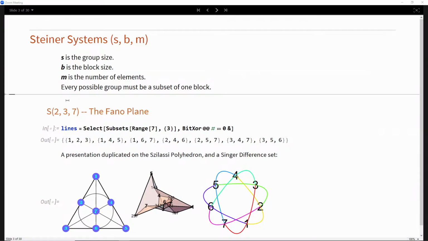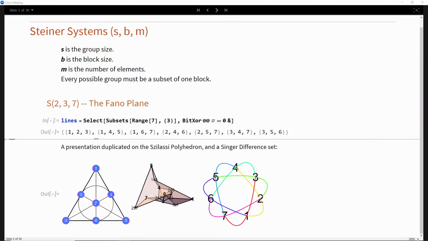So the Fano plane is a 2, 3, 7 Steiner system, where 2 is the group size. We're looking at all possible pairs. 3 is the block size, and the total number of elements is 7. And you can take any pair. For example, 1, 2 is in the 1, 2, 3 block. 2, 3 is in the 1, 2, 3 block, and 1, 3 is also in the 1, 2, 3 block. Any possible pair from 1 to 7 is in one of these 7 blocks.